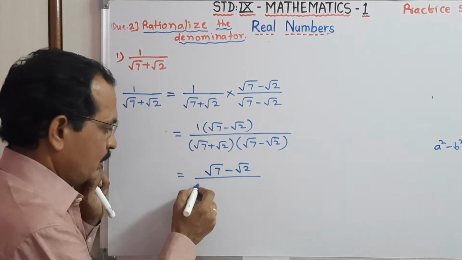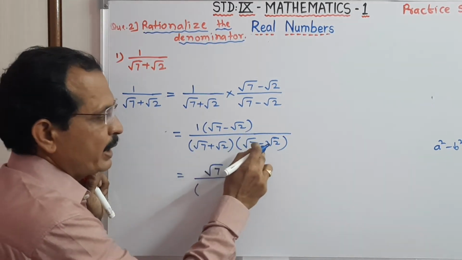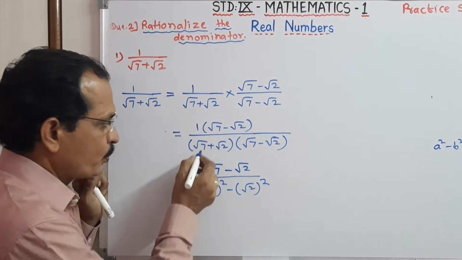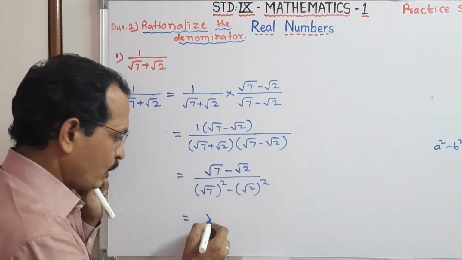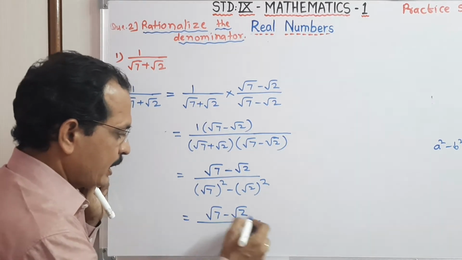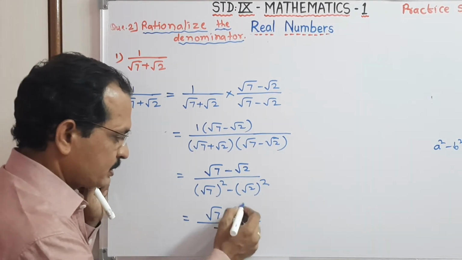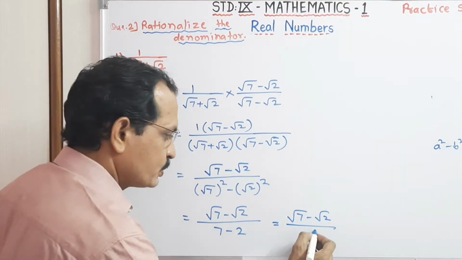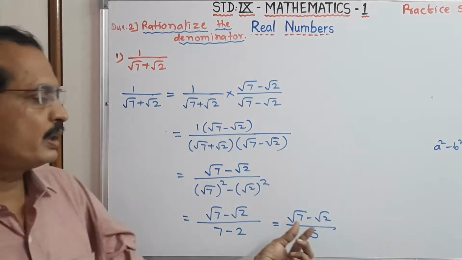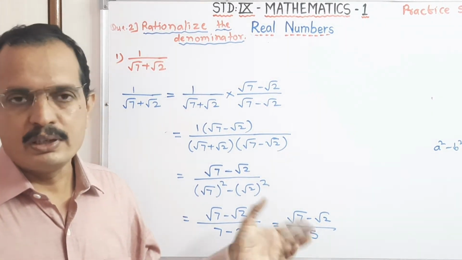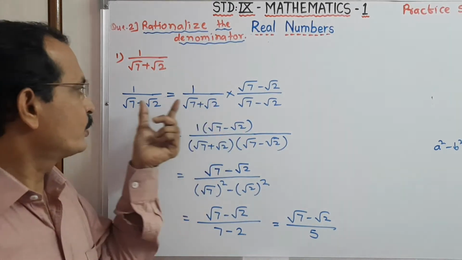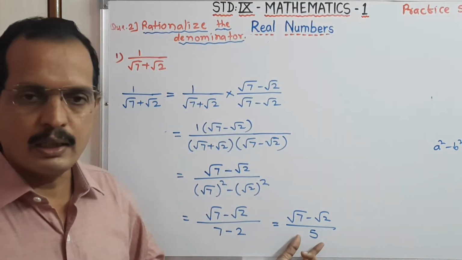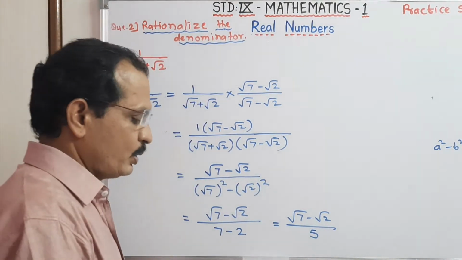And here a plus b, a minus b, that means we have to write a square minus b square. That is square of root 7 minus square of root 2. Now all of you know that root 7 minus root 2 as it is. And here it is 7 minus 2. Therefore we can write here the final answer, root 7 minus root 2 upon 7 minus 2 is equal to 5. Now the denominator is a rational number. Very simple, very easy. Just we have to find out the conjugate pair and multiply and divide. We will get the answer, and that will be the rationalization of the denominator.